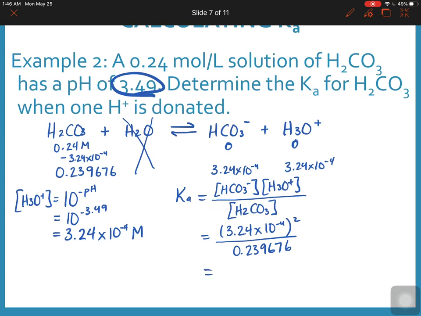which is equal to 4.38 times 10 to the negative 7. So my Ka, or ionization constant, for this acid is 4.38 times 10 to the negative 7.